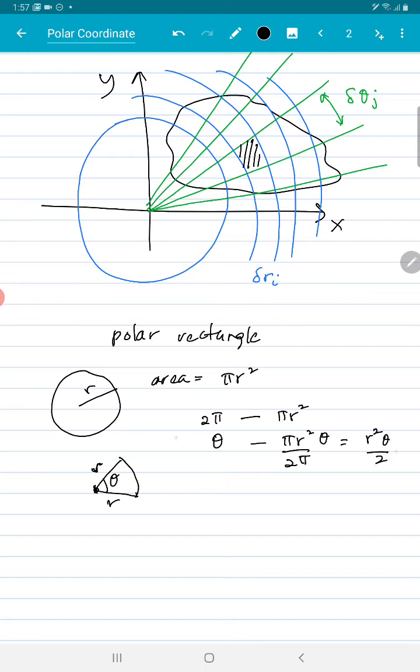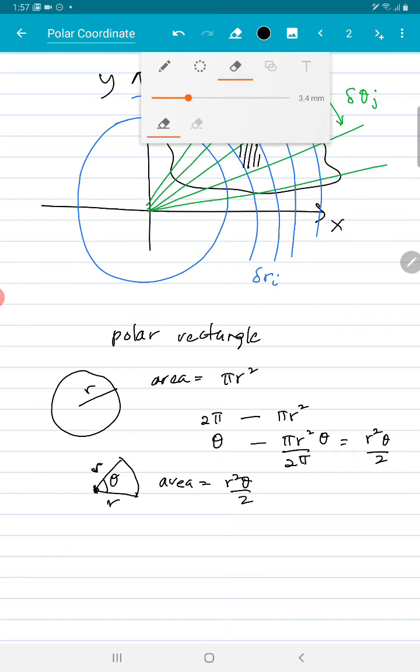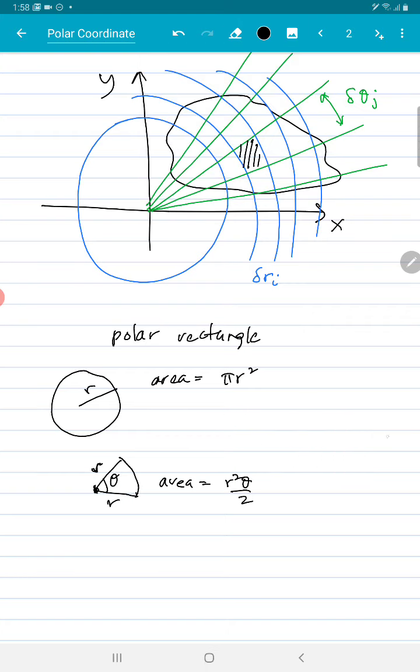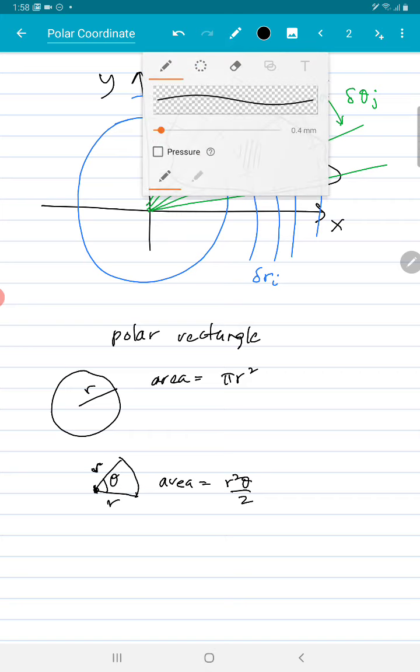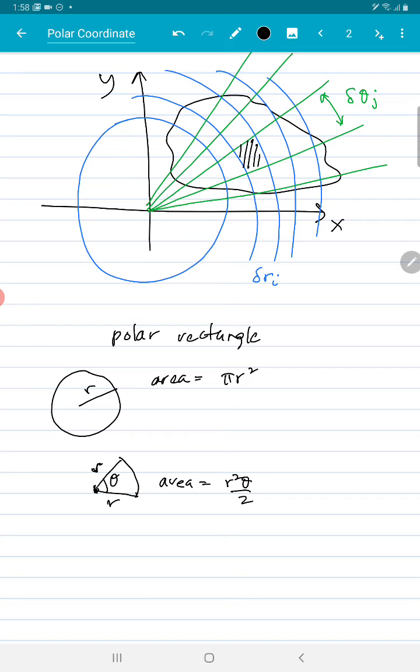So the area for a wedge is r squared theta over 2. Okay, so we're going to use this formula. So the area for a circle of radius r is pi r squared, but the area of a sector there is r squared theta over 2, where r is the radius. Okay, now back to our wedge here, or polar rectangle here. So we're going to get the area of that region there.